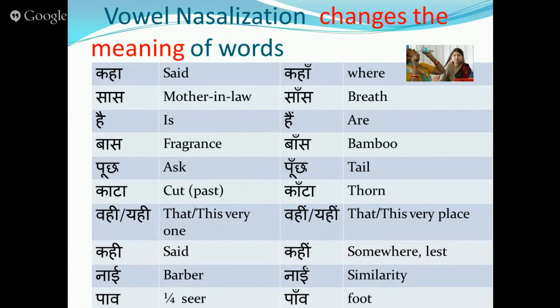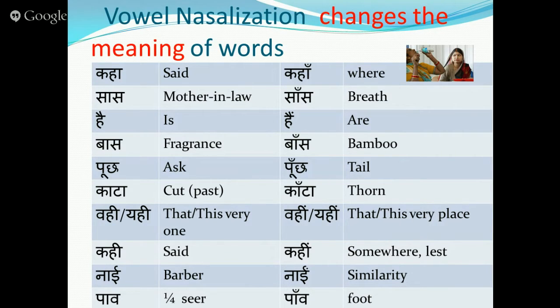Third line, we have bas is a fragrance, and bas is bamboo. Pooch, ask, whereas poonch is a tail. Kata is cut, past tense, whereas kanta is a thorn. Wahi and yahi, that very one, this very one, whereas wahi and yahi, in that and this very place.